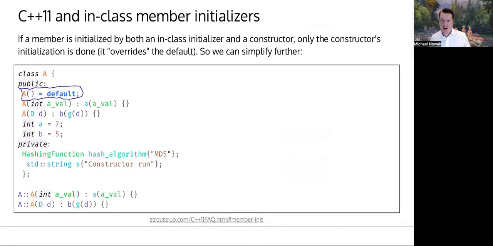Here's some reference on this. Stroustrup has some additional references, but this is where the example was derived. This will be the approach we're going to favor in this class. We'll perform in-class member initialization where feasible and where sensible, and then clean up those parameterized constructors to have as clean of an initializer list as possible.